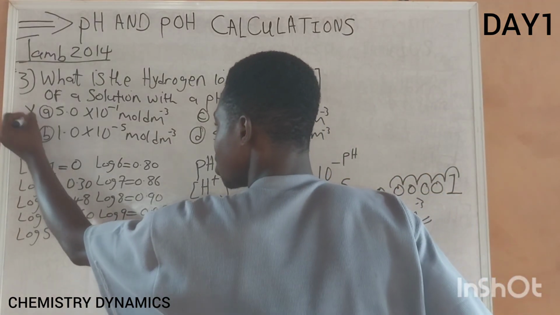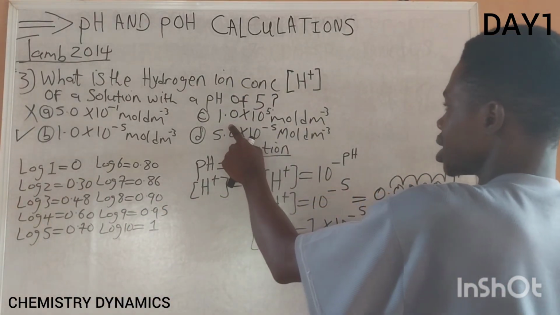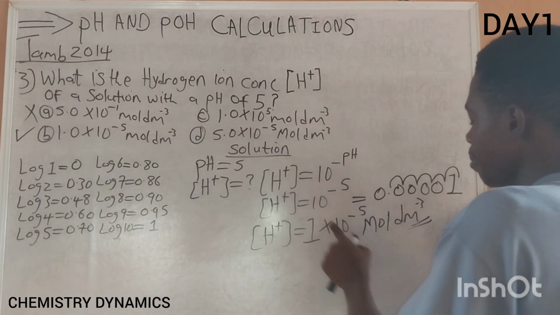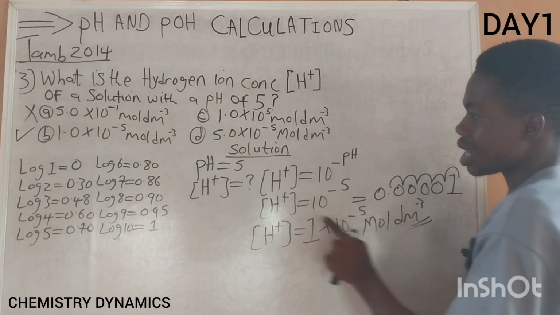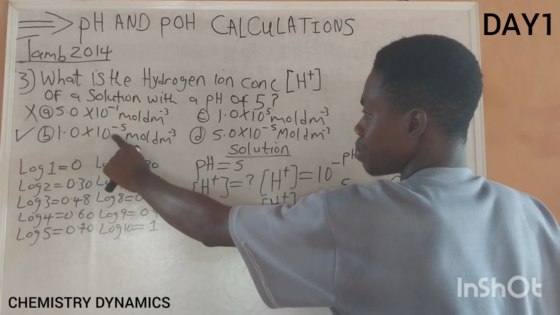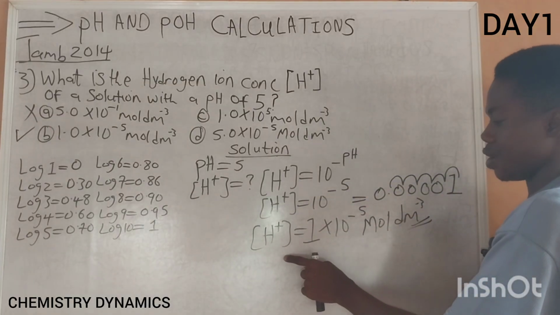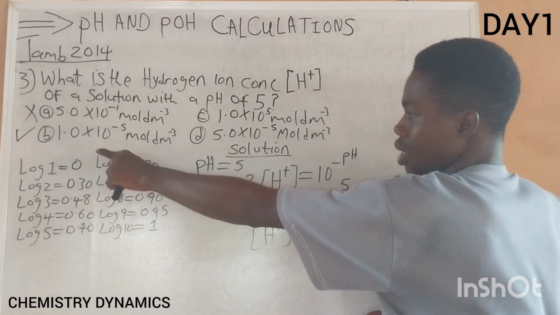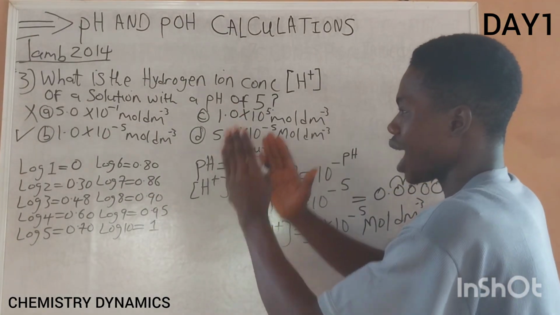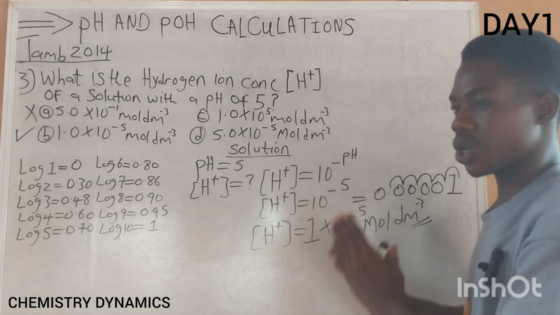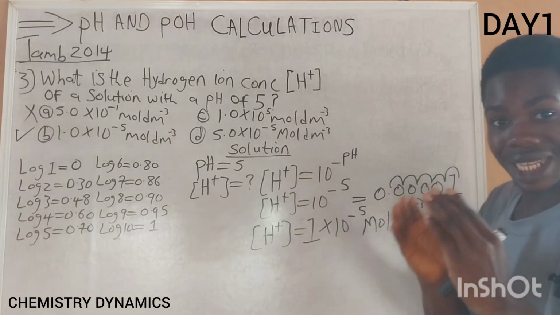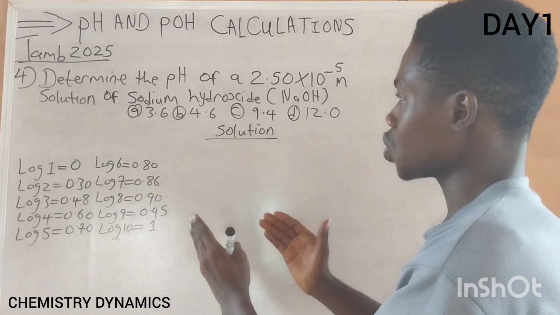the correct answer. So no need to even move to option C and option D, because here it is 1 times 10 raised to minus 5, and here it is 1.0 times 10 raised to minus 5, which means this hydrogen ion is correct, and option B is our correct answer to this particular question. So from there, let's move straight to the next practice question of today's lesson.